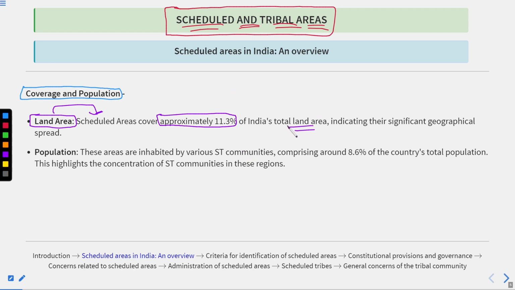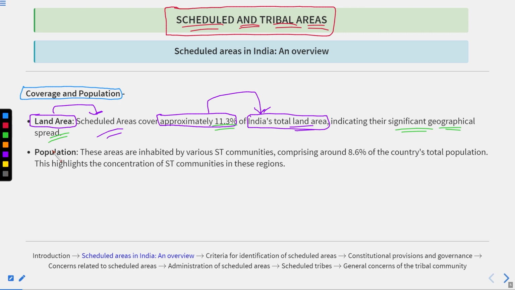All right. So whatsoever the total land area India contains, approximately 11.3% of it we have designated as scheduled areas. And if you look at this number, 11.3%, that is not a small number. This is not 1%. This is not 0.3%. This is 11.3%. That indicates the significant geographical spread the scheduled and the tribal areas have in the country.